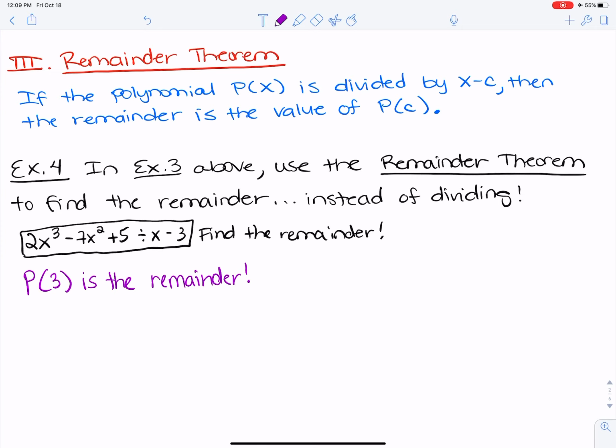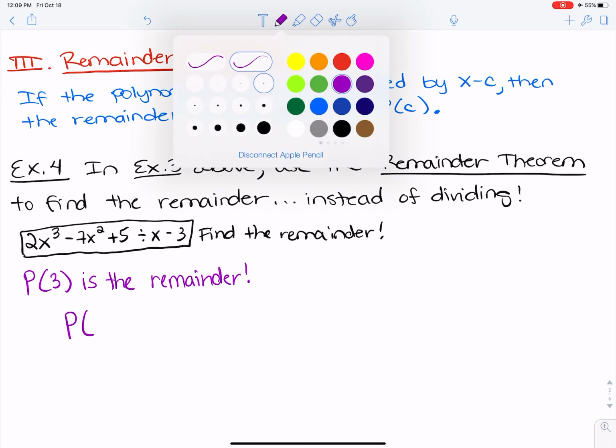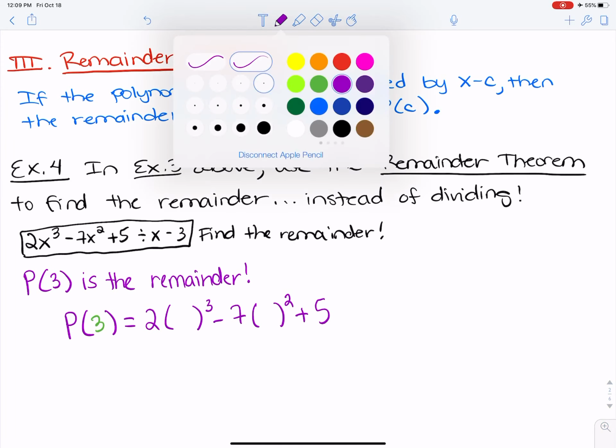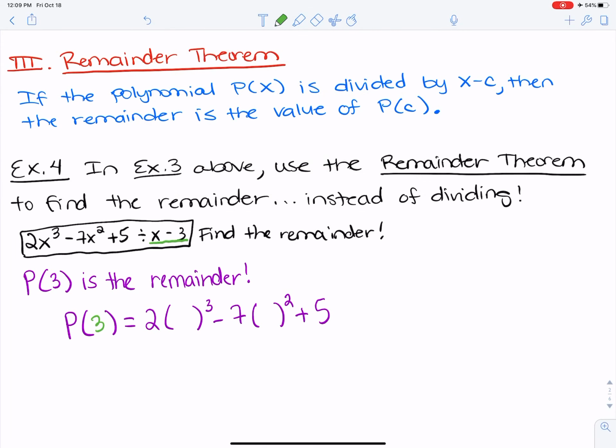So let's evaluate. P of 3 equals 2 times 3 to the third, minus 7 times 3 to the second, plus 5. Why are we plugging in 3? Because remember, x minus 3 meant that c equaled 3. And we did that at the top. And so we're plugging in 3.